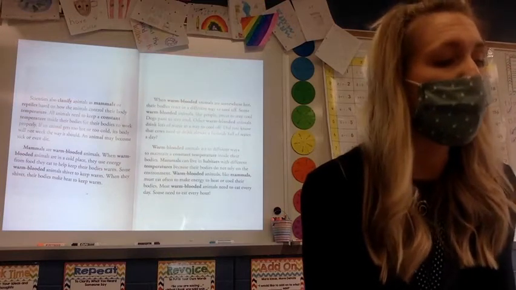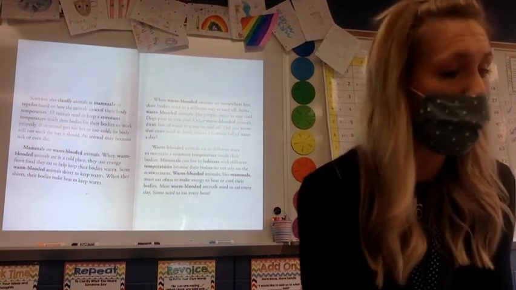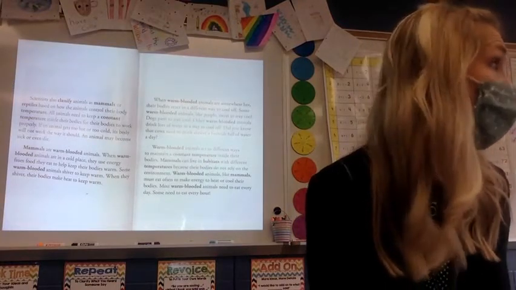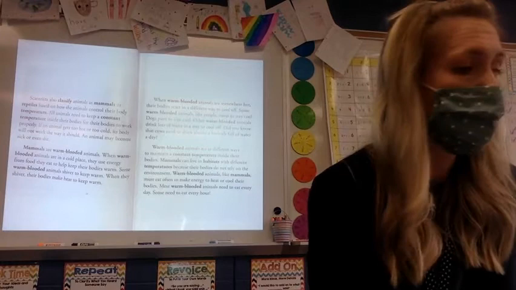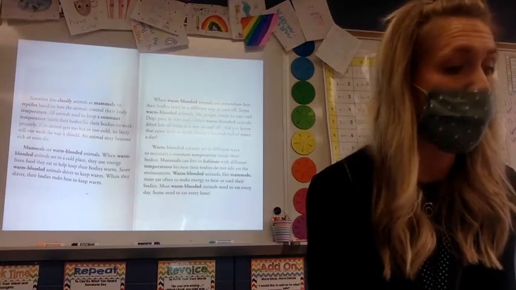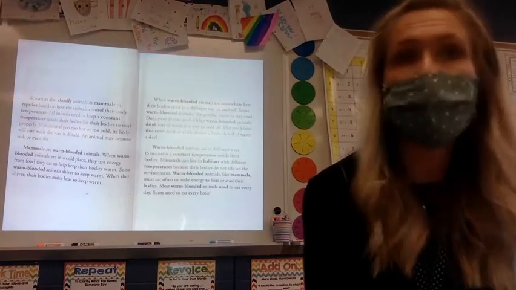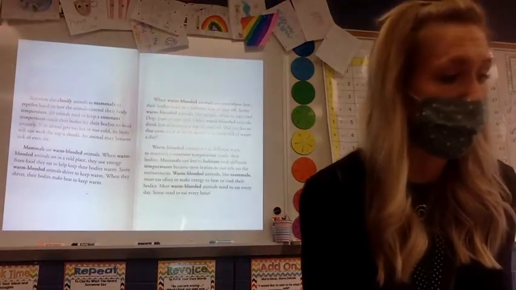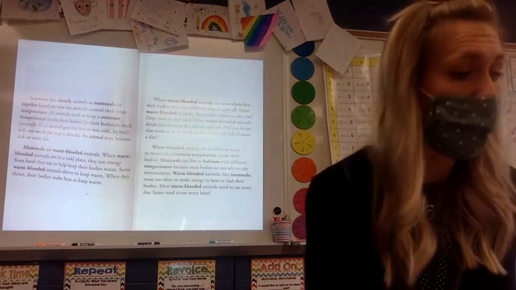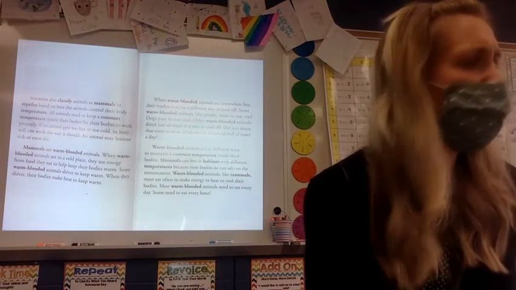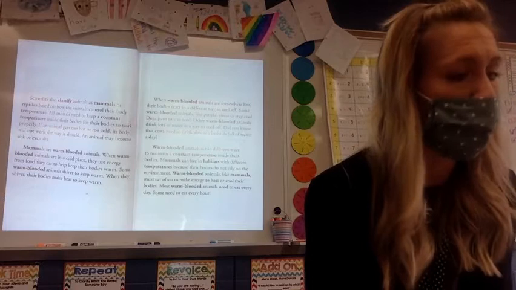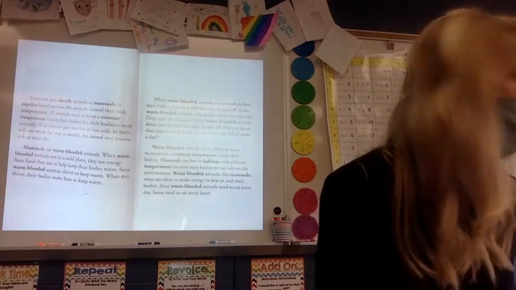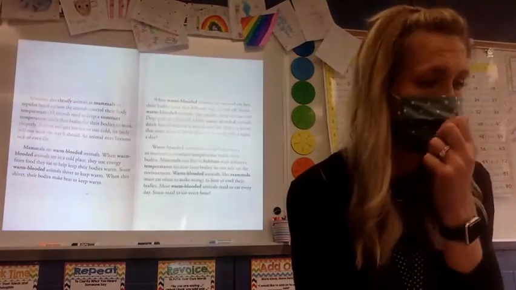When warm-blooded animals are somewhere hot, their bodies react in a different way to cool off. Eyes in your book, please. Some warm-blooded animals, like people, sweat to stay cool. Dogs pant to stay cool. Other warm-blooded animals drink lots of water as a way to cool off. Did you know that cows need to drink almost a bathtub full of water a day? You'd think that means they pee a lot too.